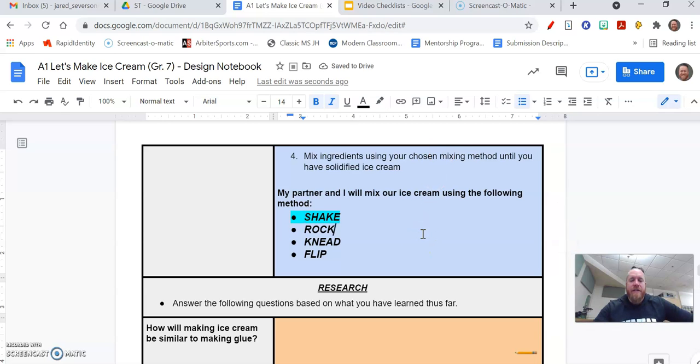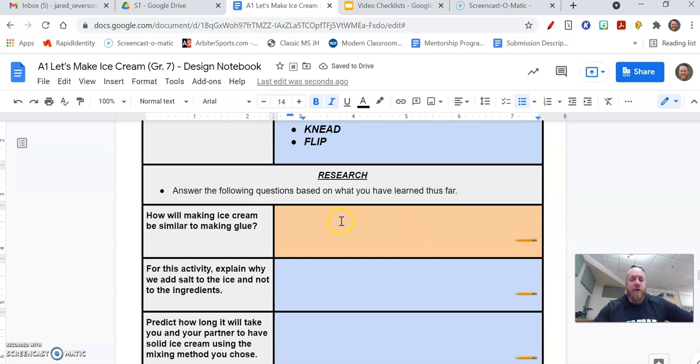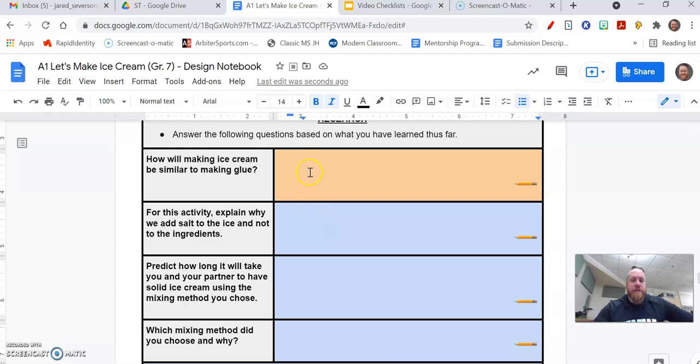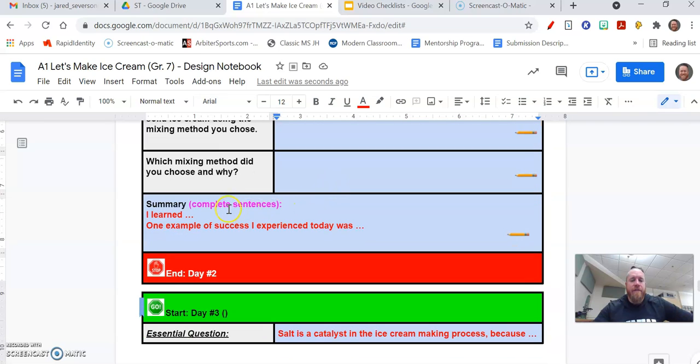Once you have those things highlighted, then we have some other questions to answer. So based on what you've done in class today, answer these questions. Okay? There's 3 must-answer questions. There's 1 that you should answer. And then once you're done with those, you have a summary for today. What did you learn? And how are you successful?